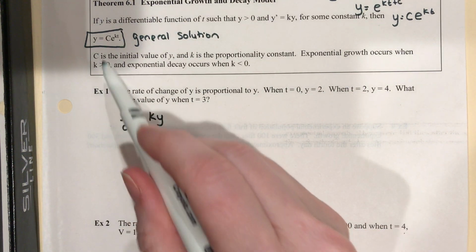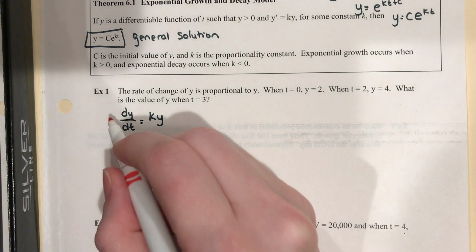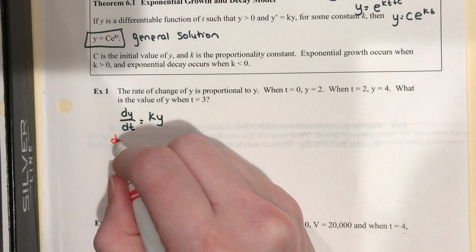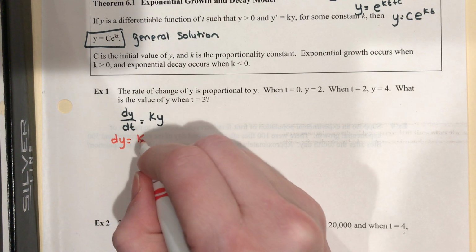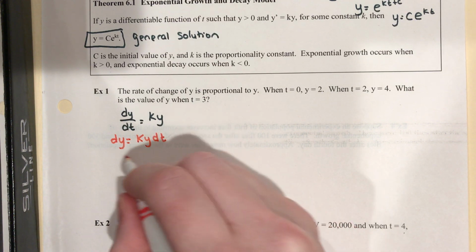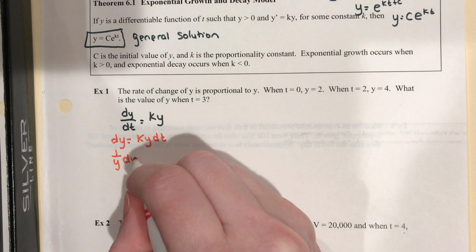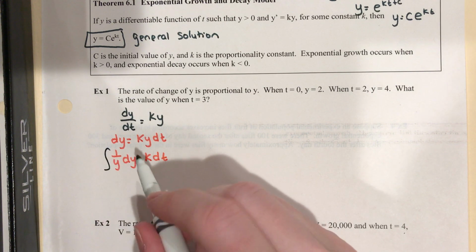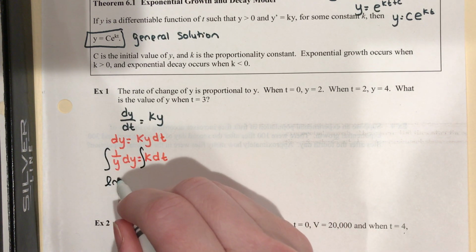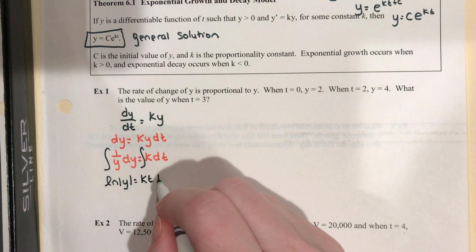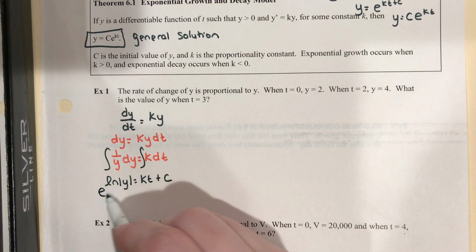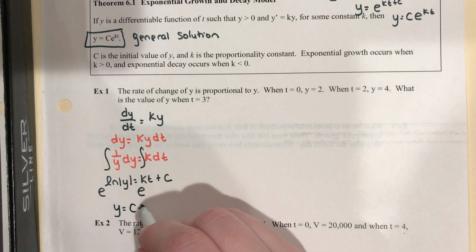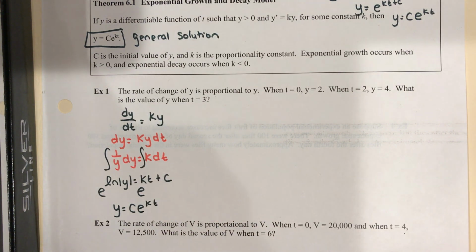Now, I can skip to this part right here, but if I forget, I'm going to cross multiply. So dy is equal to ky dt. But divide that y over, 1 over y dy equals k dt. I'm going to take the integral of both sides. So the ln of y is equal to kt plus c. I'm going to do e to both sides, and I'm going to remember the fact that c can come out in front, so that's ce to the kt. So there's my general solution.